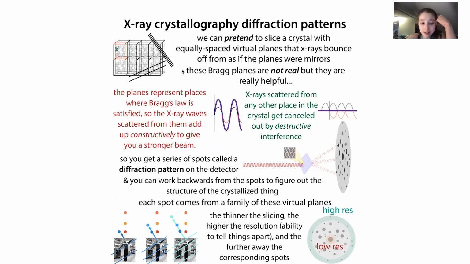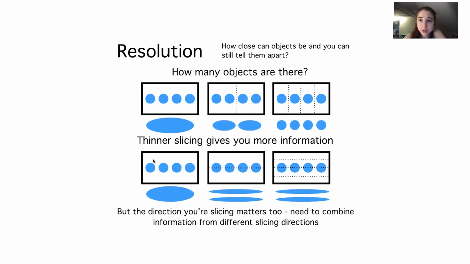When we have this concept of planes slicing through the crystal, that the X-rays are bouncing off of, now we can think about how this relates to our idea of resolution. With resolution, we're asking the question, how close can objects be and you can still tell them apart? So say you have these 4 dots and you're trying to see if you can tell them apart.